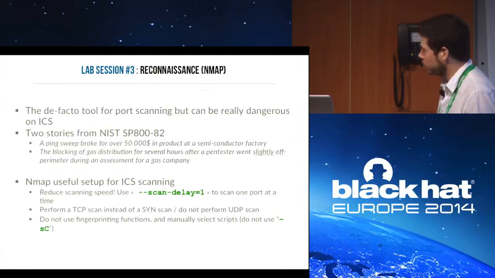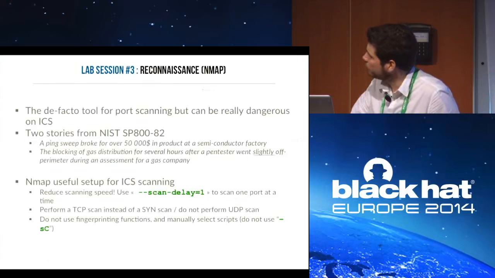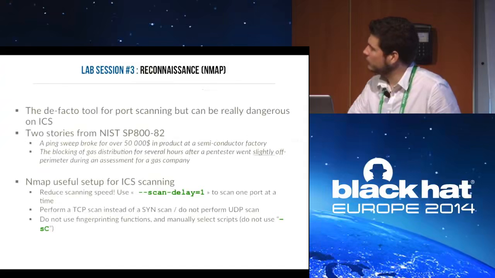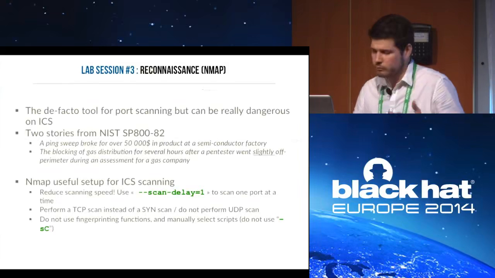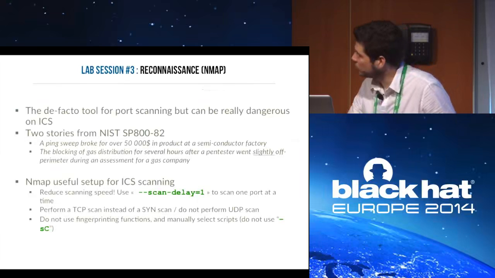You can also find two interesting stories from the NIST standard about people trying to perform penetration tests on ICS. In one case, they lost $50,000 of material, and in the other incident, a penetration tester caused a big problem with gas distribution, so for several hours the company was not able to distribute gas. So yeah, that was kind of a big deal.